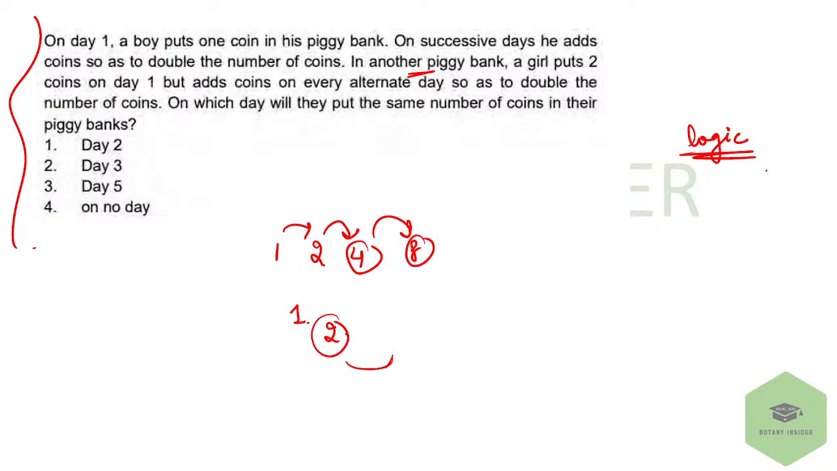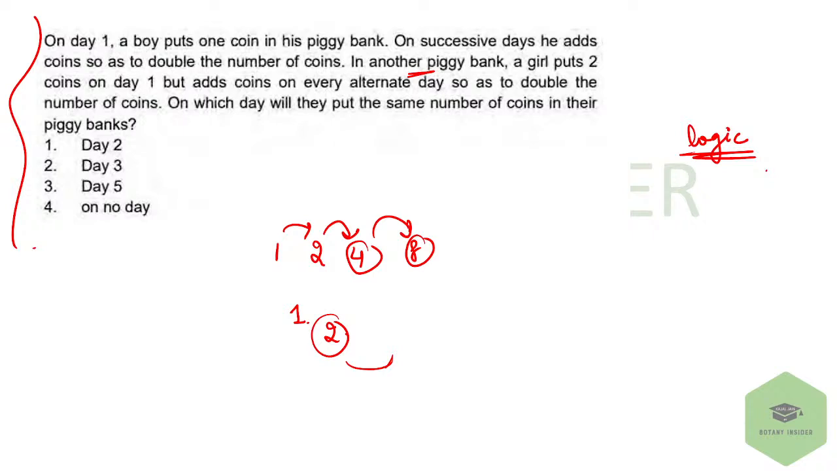The question is asking you that there's a boy who is adding coins in a piggy bank on an everyday basis, with the logic of adding double the coins. Like, in order to double the coins in the piggy bank, he's adding coins. The girl on the other hand started with two coins and she adds coins in order to again double it, but on every alternate day, right? So let's see.